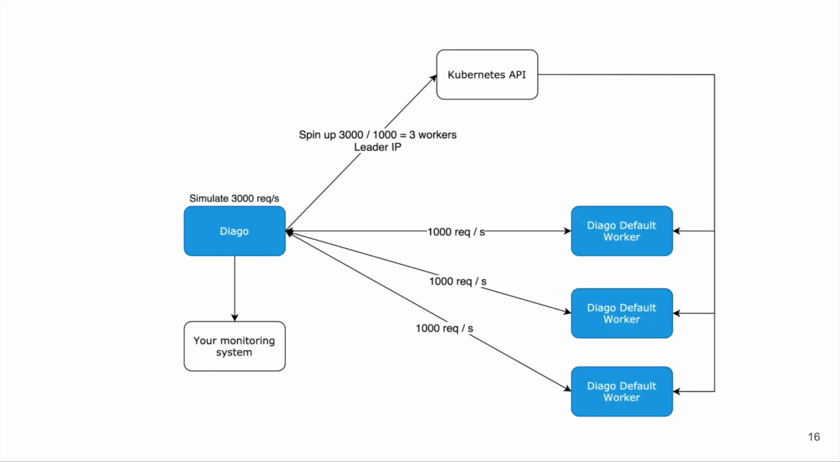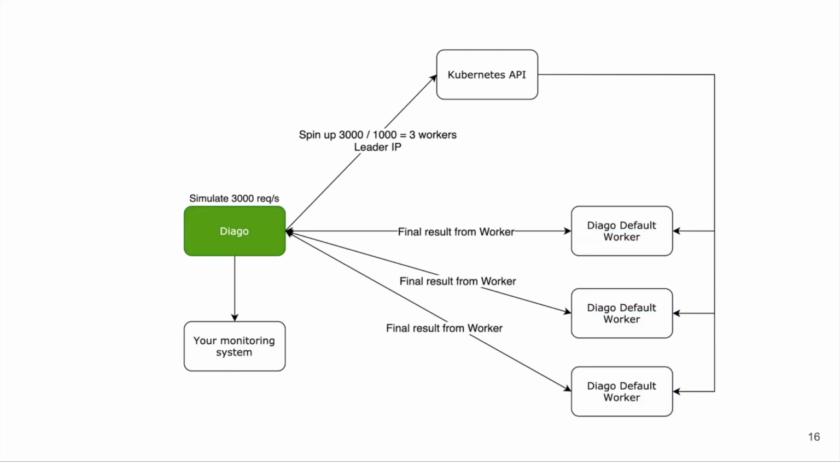Once the workers are connected, the leader will send each worker its request payload and the number of requests it needs to simulate. The worker will then run the load test and simultaneously send some runtime metrics back to the leader. The leader will also compile these metrics and start reporting them to the user's monitoring system. Once the load test is complete, the workers will send a final result back to the leader. The leader will compile this result, send it to the monitoring system and also to the user.